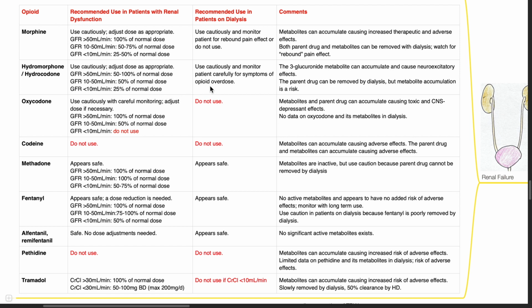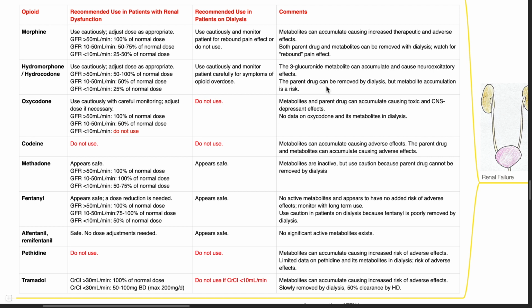Use hydromorphone cautiously and monitor patient carefully for symptoms of opioid overdose. The 3-glucuronide metabolite can accumulate and cause neuroexcitatory effects. The parent drug can be removed by dialysis, but metabolite accumulation is a risk.